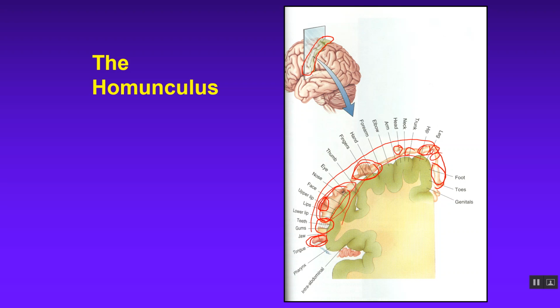Just looking at locations too, when we start to talk about strokes and things like that, for example, the most common stroke is a middle cerebral artery stroke. And the middle cerebral artery's territory is kind of this territory right here.